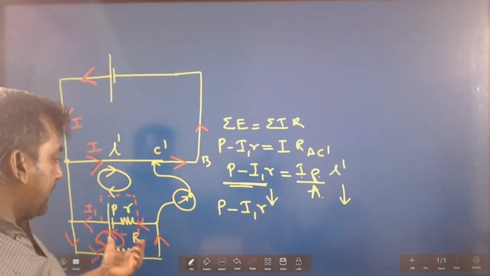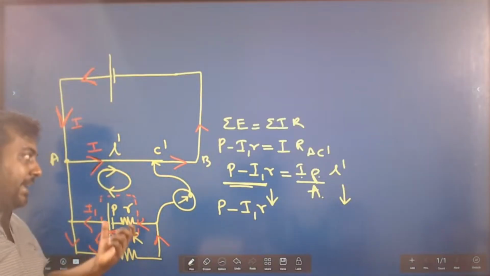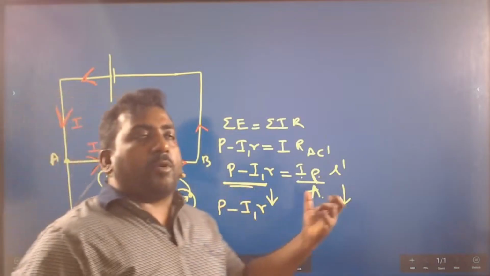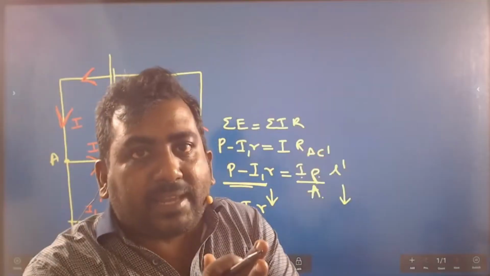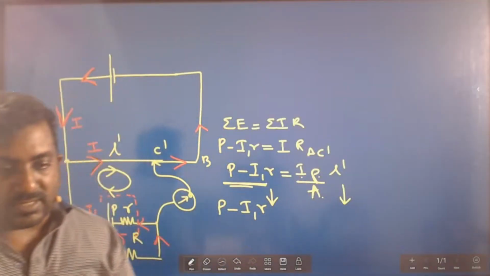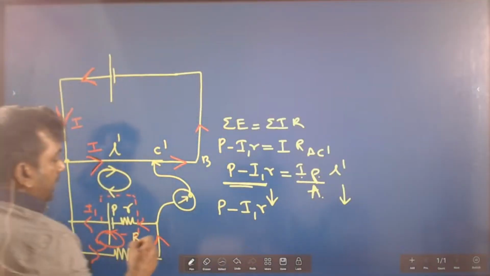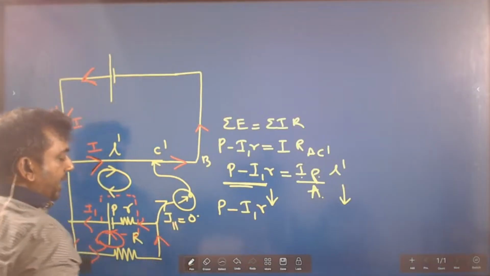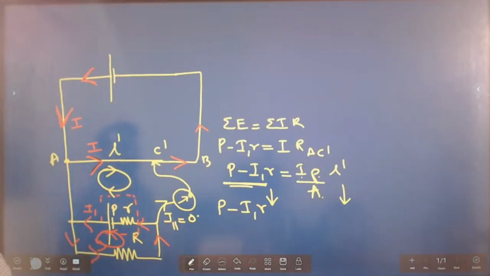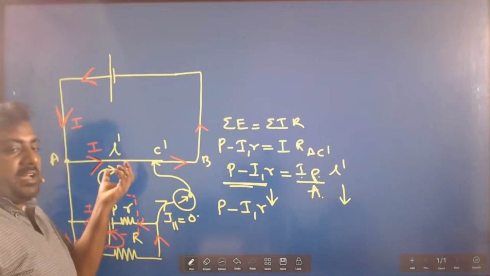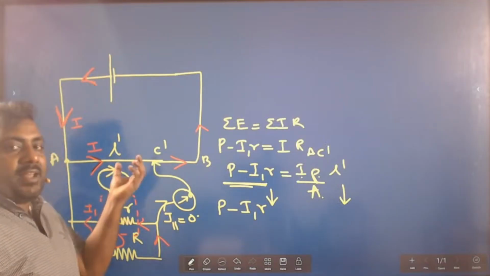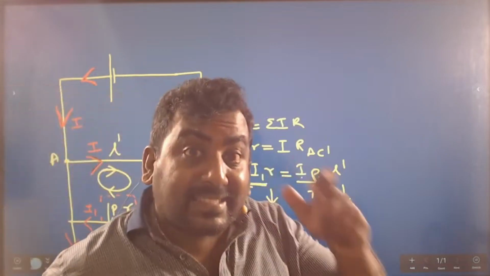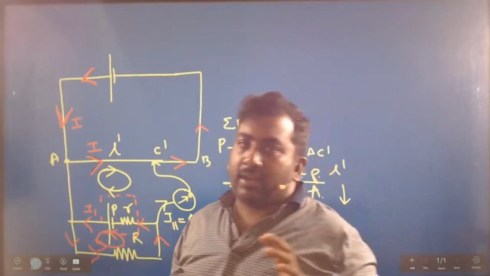So if I connect the resistor in parallel, the terminal potential difference will reduce, which means the balance length will also reduce. At the balance point, current through the galvanometer is going to be how much? 0. Current through the galvanometer is going to be 0. So now you have a lesser terminal potential difference, and lesser terminal potential difference means lesser balance length. Clear? Right.